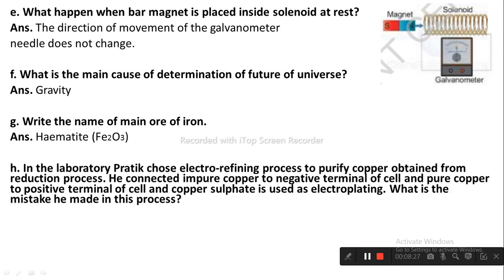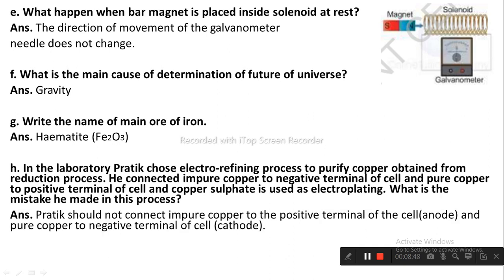Next one, in the laboratory, Pratik chose the electro refining process to purify copper obtained from the reduction process. He connects impure copper to the negative terminal of the cell and pure copper to the positive terminal of the cell, and copper sulfate is used as the electrolyte. What is the mistake he made in this process? So Pratik should not connect the impure copper to the positive terminal of the cell, the anode, and pure copper to the negative terminal of the cell. So that is the mistake he has made in this process.